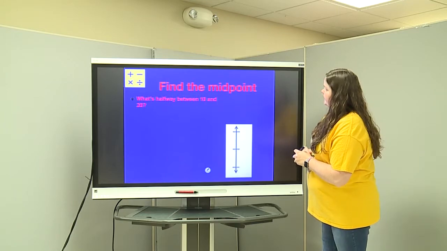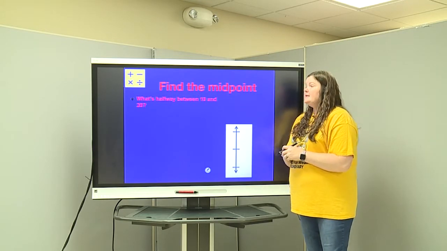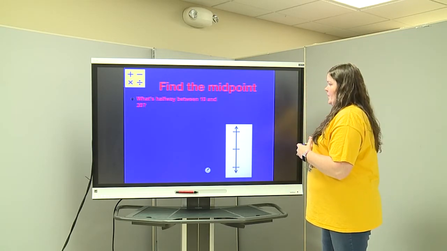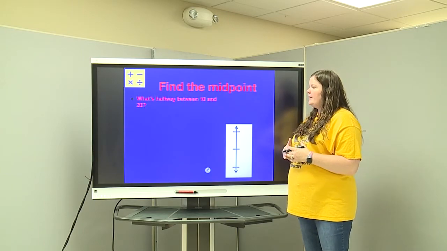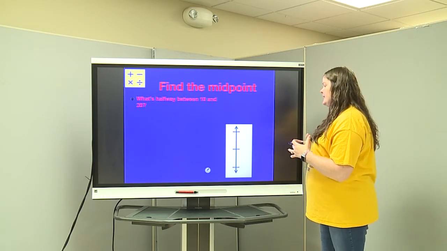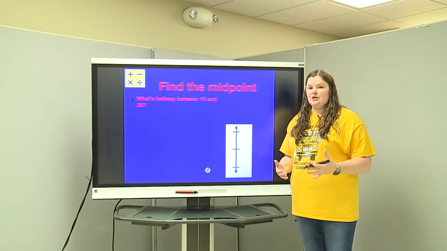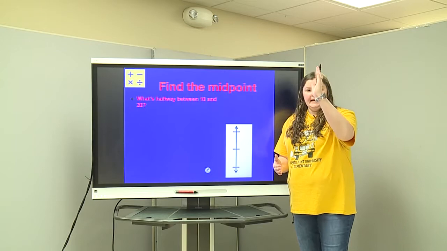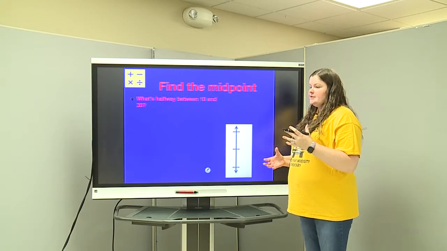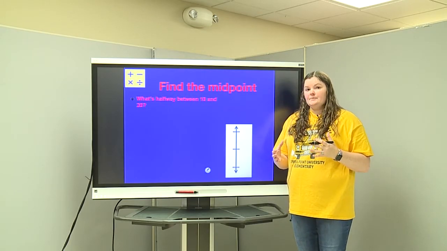Okay, this particular skill is called finding the midpoint. So the first question says, what is halfway between 10 and 20? What I have represented here for you is called a vertical number line. A vertical number line just goes up and down. This is what we're going to be using to do our rounding.